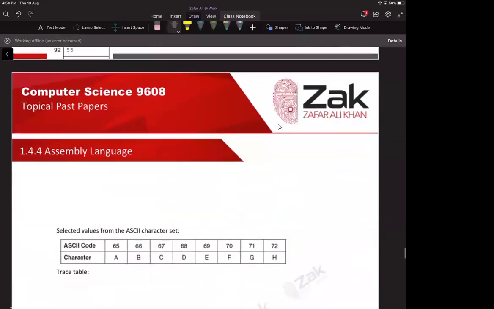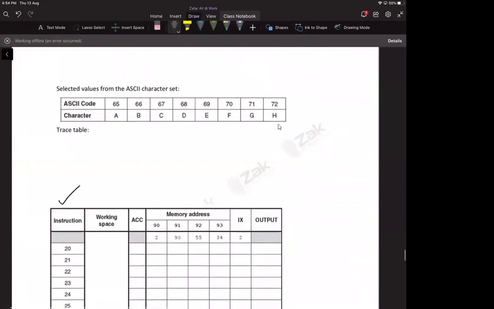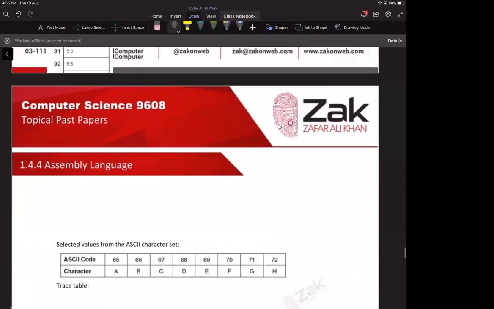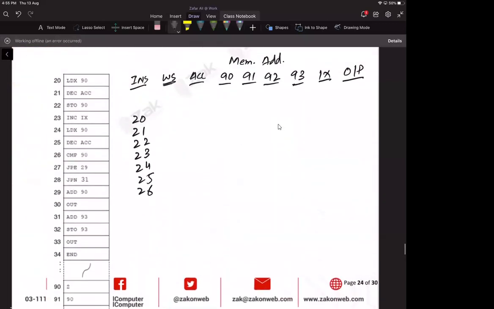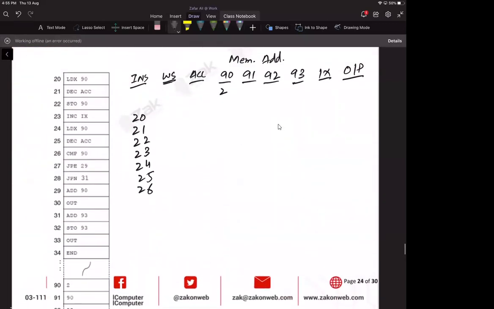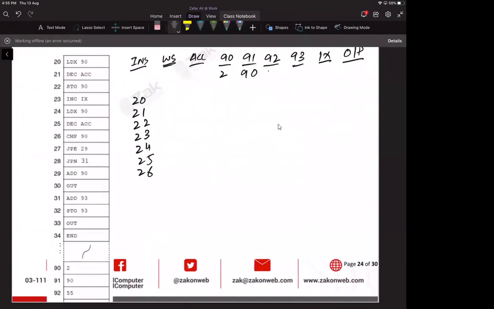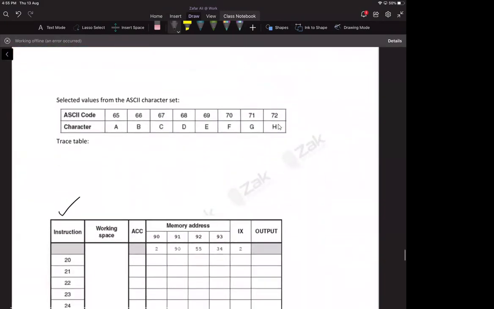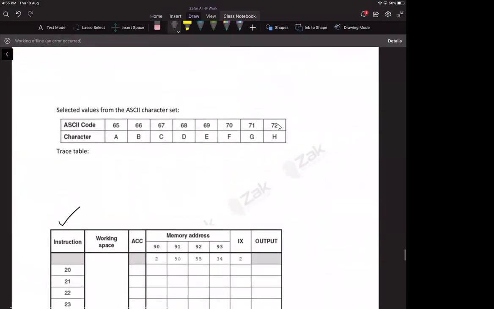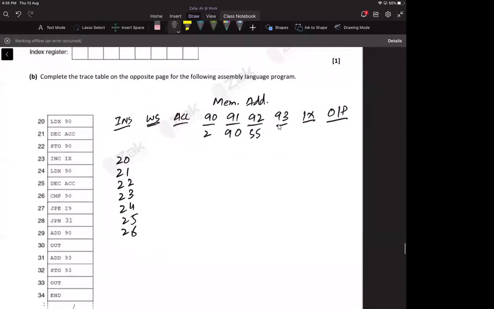And then they have given accumulator, which is empty. And then addresses: 90, at 92 it is 55, at 93 it is 34, and the index register is 2. So that is how we will start.